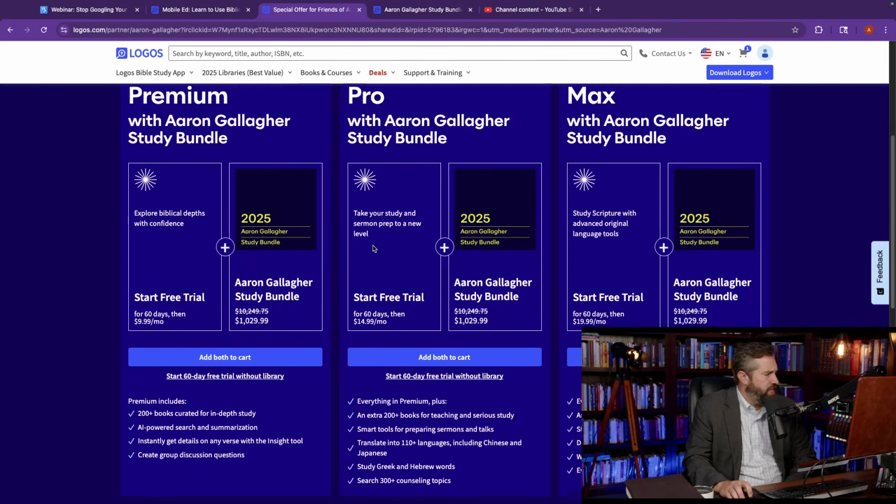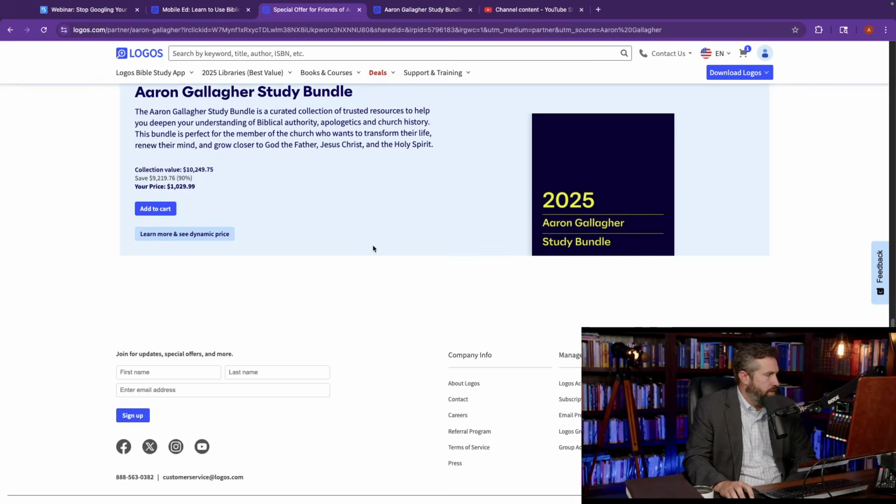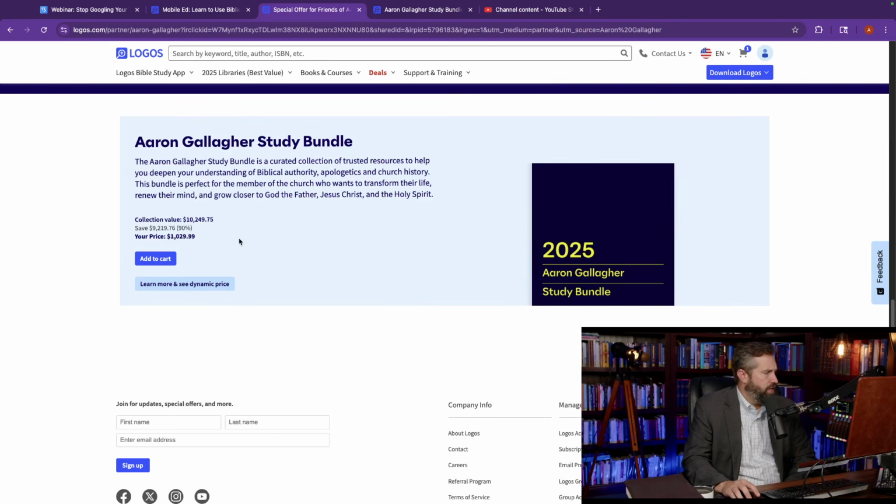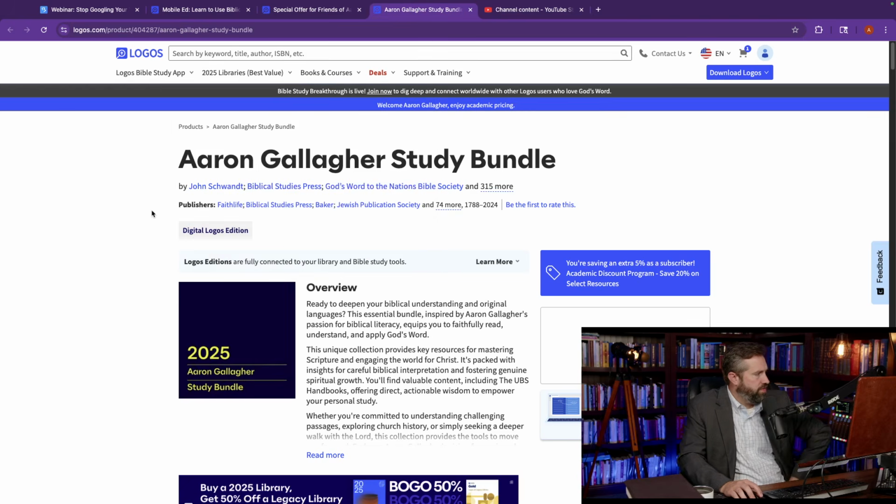Essentially, the Aaron Gallagher bundle is something you buy separately. You'd buy a membership for the software at $10, $15, or $20. If you've had Logos before, since they went to the membership subscription model, your prices would be lower. But some people say, I don't want the subscription, I'm happy with what I had in the past. More power to you. The bundle has about $10,000 worth of books, and it's only $1,000. You can finance it if you want. I'll show you just a few of the resources. So this is the bundle.